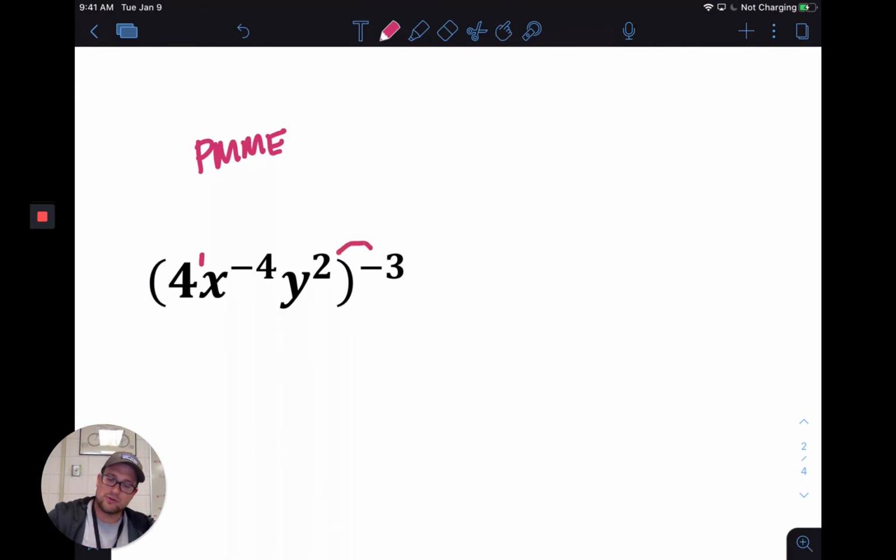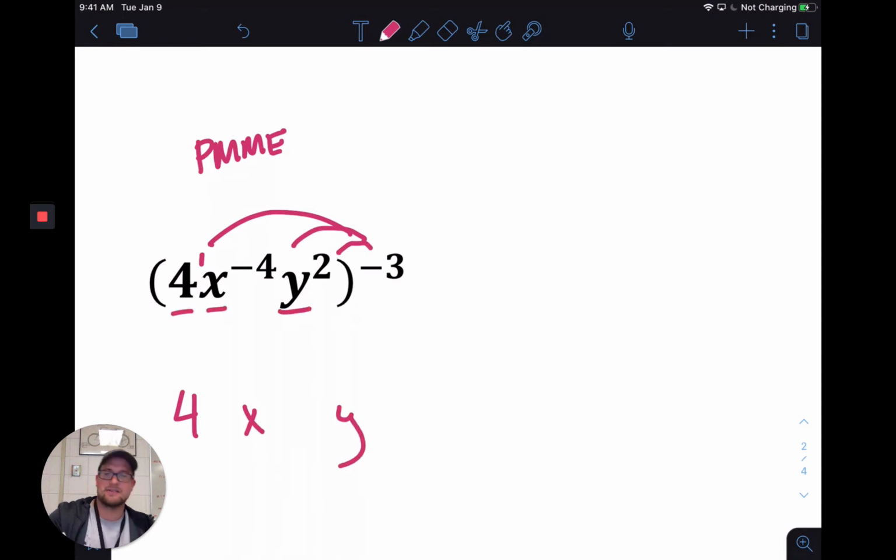So if I distribute this -3 to each of those exponents, remember our bases are not going to change. I'm still going to have the same base of 4, the same base of x, and the same base of y. The only thing that's going to change are the exponent powers. So when I take -3 times 1, that's going to give me a -3. When I take -3 times a -4, that's going to give me a positive 12 on the x. And when I take -3 times 2, that's going to give me a -6.